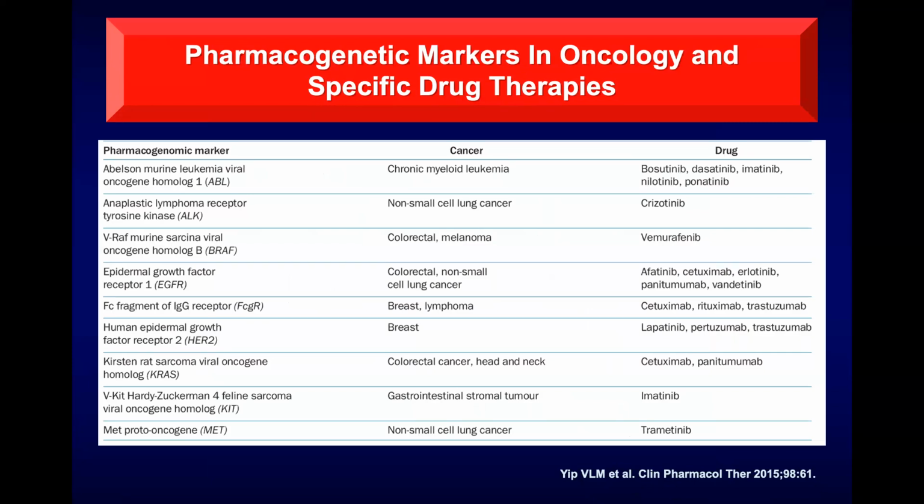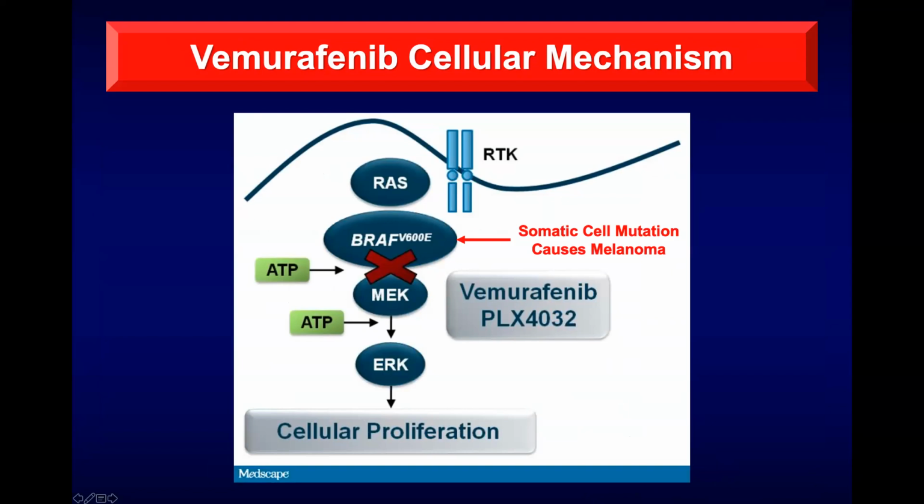Genotype information is actually very commonly used in cancer medicine as well, in oncology. I'll give you one example here. BRAF is a protein that is associated with a pathway that leads to cellular proliferation. There's a somatic cell mutation in BRAF that causes those cells to become proliferative, and this is actually a major cause of melanoma.